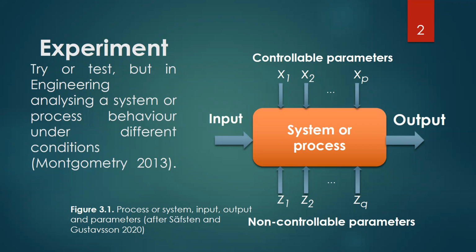On the right-hand side, you see a figure, and there you have a system or process. Assume that it's a black box, and we don't know what is happening inside. We give some inputs, and we get some outputs. In this black box, in this system, we have some parameters which are controllable, and some which are not controllable. Those I have shown by X, they are controllable parameters, and Z are not.